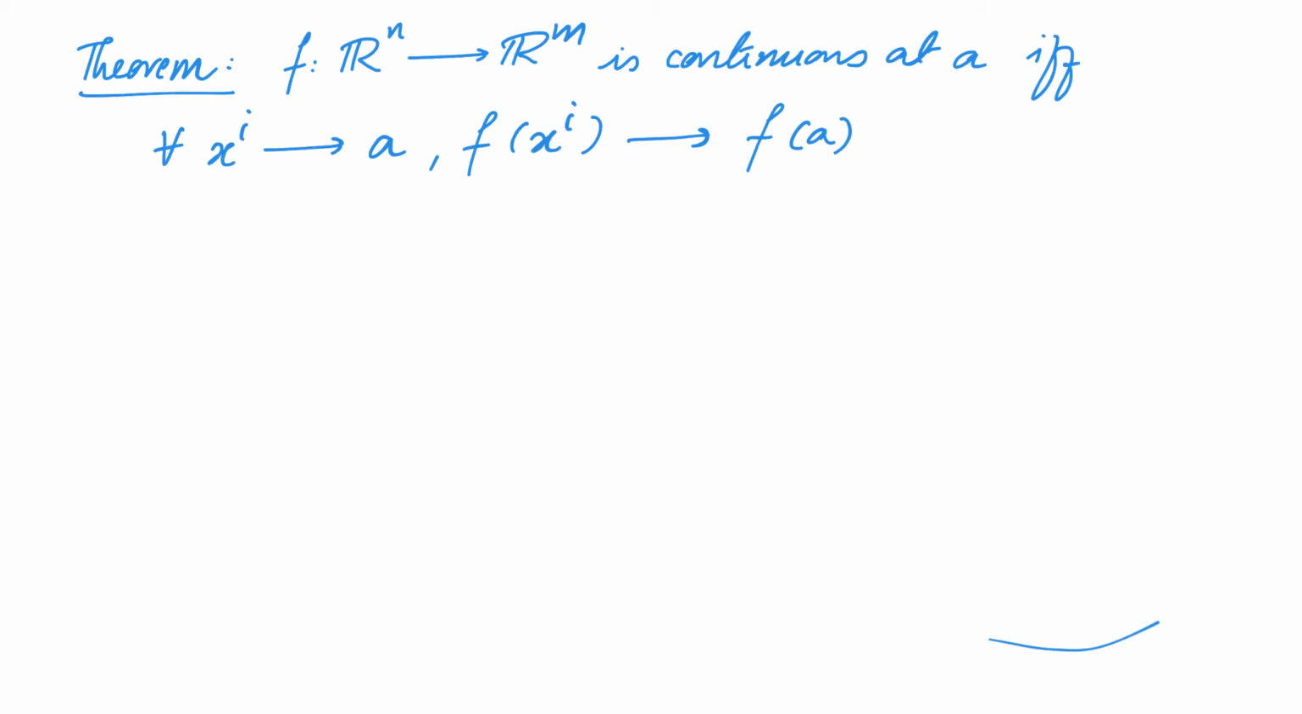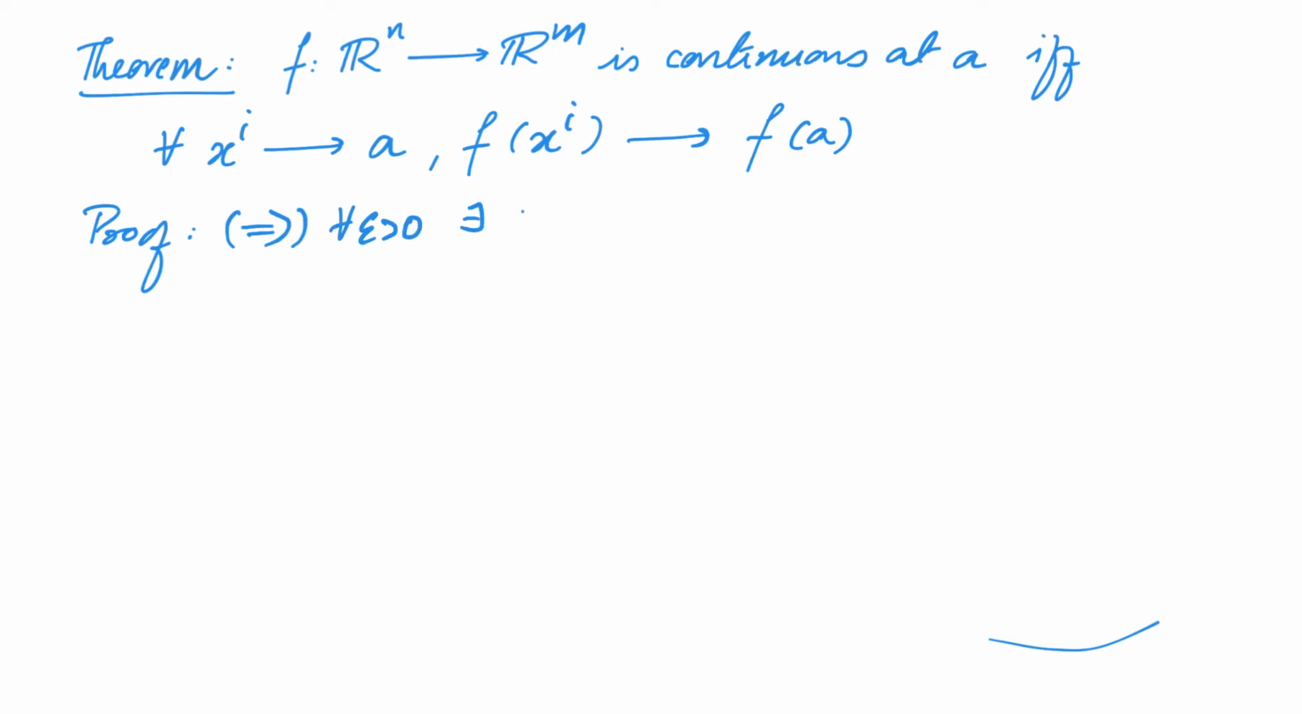We will now return to the motivating theorem of the video, namely the sequential criterion of continuity. It states that f from Rn to Rm is continuous at A if and only if for every sequence xi that converges to A, the sequence f of xi also converges to f of A. First, we will prove the easy side of the theorem, namely if f is continuous at A, then for every xi that converges to A, f of xi converges to f of A.